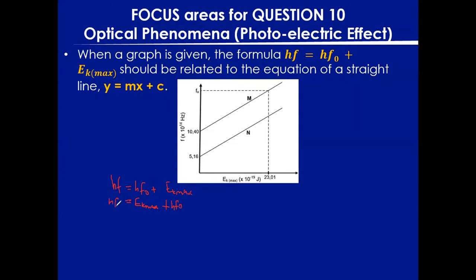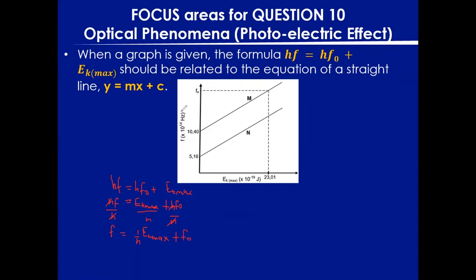Since there is frequency, I want my equation to start with f. So I will divide by h, everyone. If I do that, you will see that the equation comes to f = 1 over h, Ek max, plus f naught, because those h's will cancel, plus f naught.